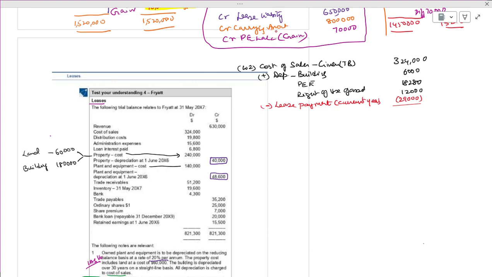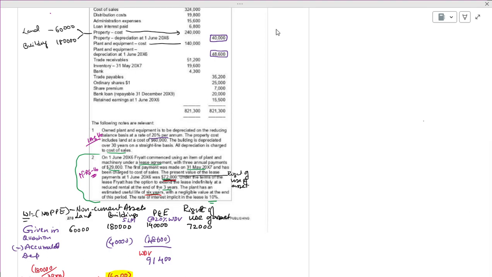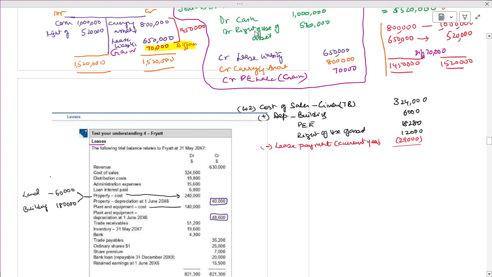Fine. Now, you have the cost of sales. Again, I am repeating: you have the cost of sales of 324. You have the depreciation. They say depreciation should be charged on cost of sales. They have mentioned very clearly in point number 1 that all depreciation is charged to cost of sales. That is the reason we are showing all depreciation here.